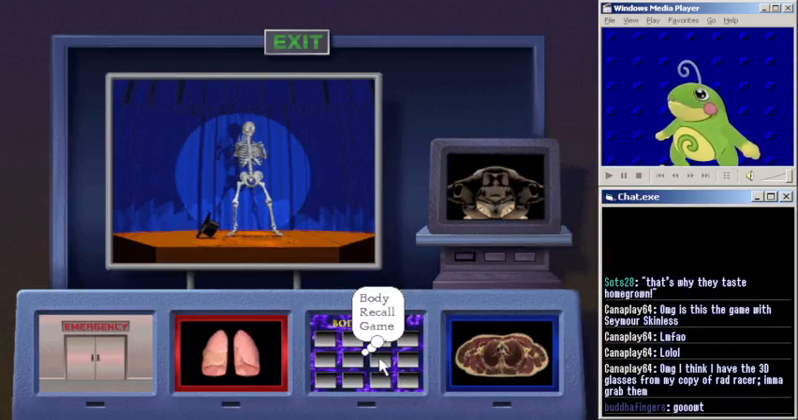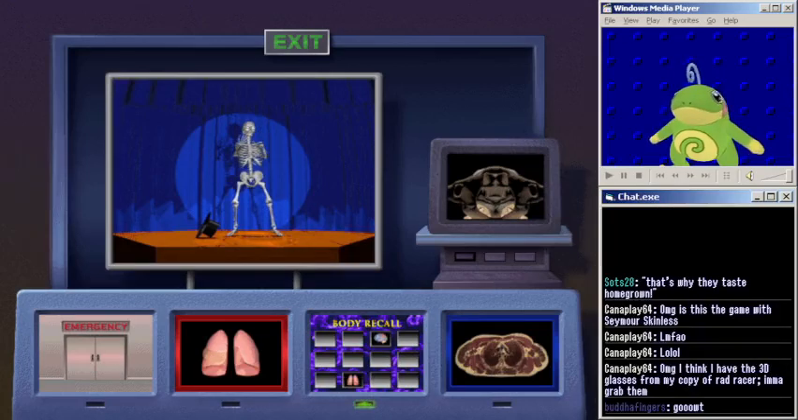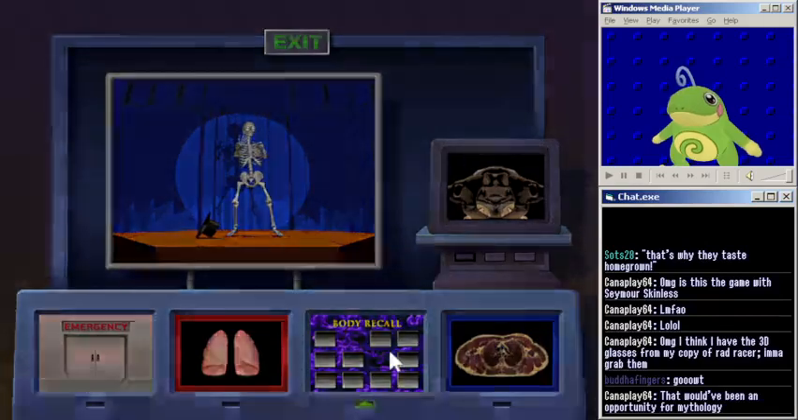Body Recall. And now we get another actual game type element. Let's play Body Recall. That would have been an opportunity for mythology.